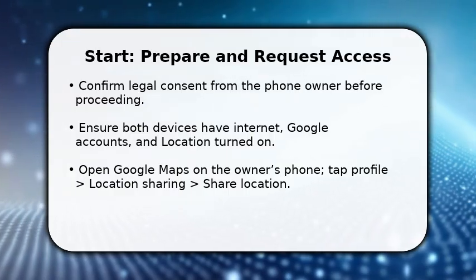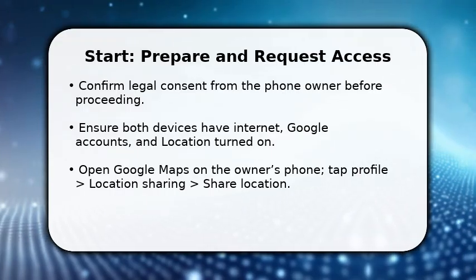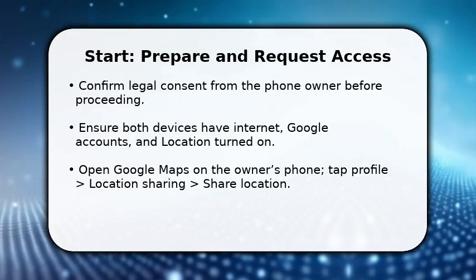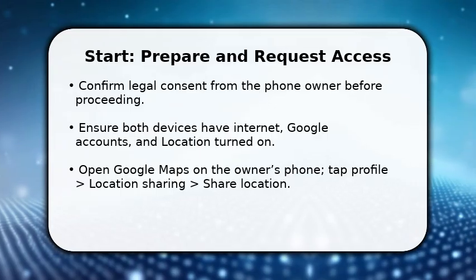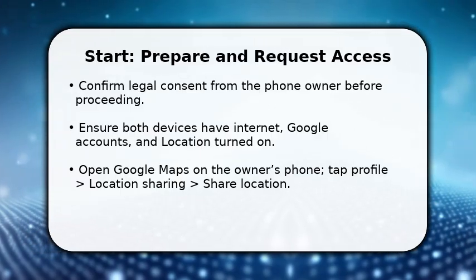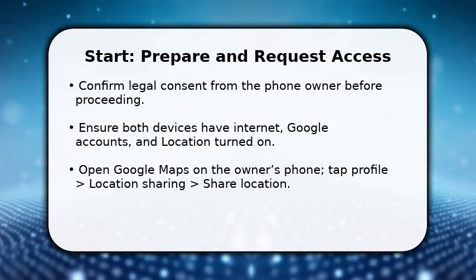On the target device, open Google Maps, tap the profile avatar, select location sharing, and choose Share Location. Select the duration or until turned off, then pick the method to share, send a link, or select your Google account. This setup step creates the live sharing connection you'll use next.